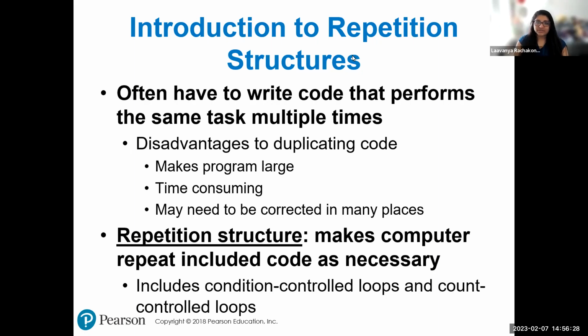Hello all. Today will be the first topic of chapter 4, that is Introduction to Repetition Structures. We are going to talk about loops basically. A repetition structure is nothing but something that will make the computer repeat included code as necessary. So if you want the code to be repeated, let's say 5 times, the code will be repeated 5 times. This process has the advantage of reducing the duplication of the code.